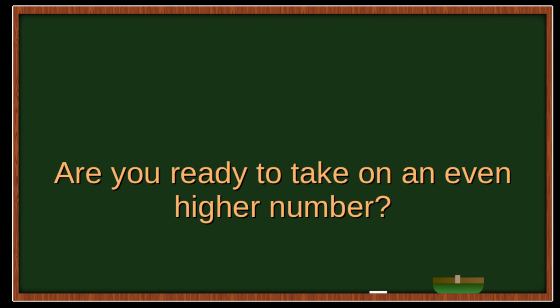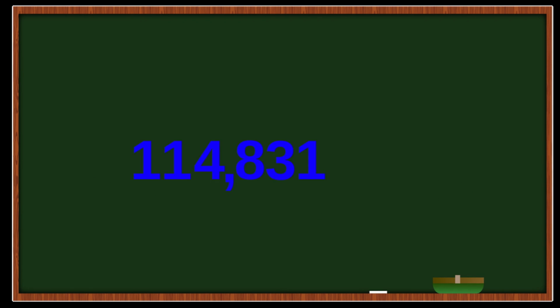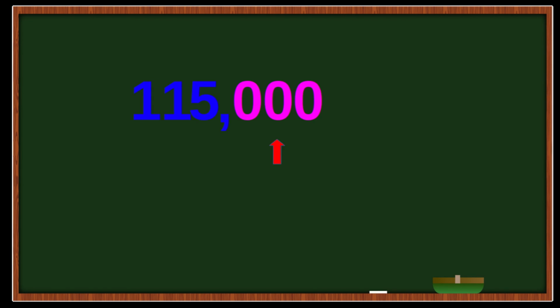Are you ready to take on an even higher number? Sure, you can do it. Let's try 114,831, and we will round it to the nearest thousand. We have 4 in the thousands place, and the number to the right is an 8. So once again, we will round up as we are higher than 5. The 4 becomes a 5 in thousands place, and the number now reads 115,000. It is worth noting that all zeros follow the newly rounded number. Since we rounded in the thousands place, 3 zeros followed.